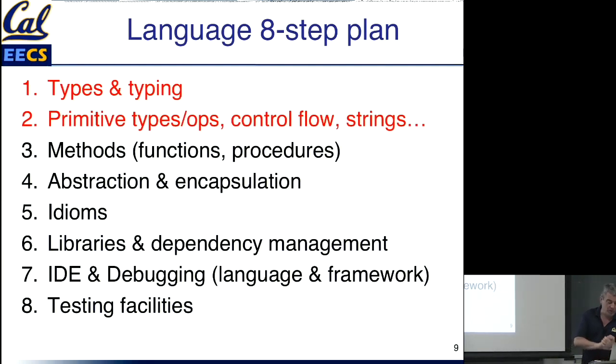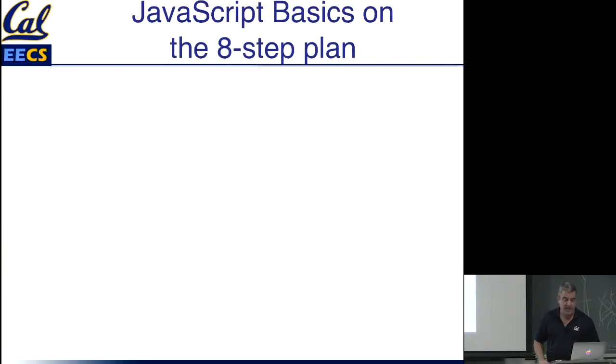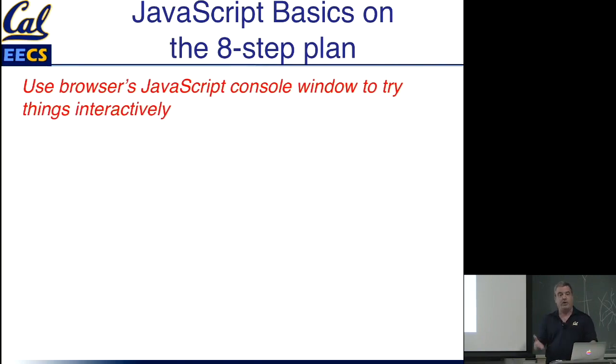So my hope is maybe we can get through numbers 1 through 5 today, and we can start with 1 and 2, types and typing and primitives. So JavaScript Basics on the 8-step plan. And if you haven't tried it already, you can open a JavaScript console window in most browsers, and you can try stuff out live.